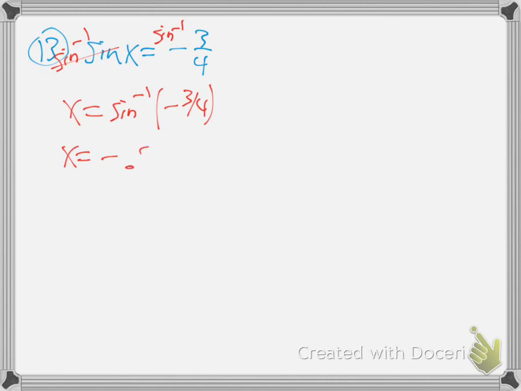I'm getting negative 0.84806. I'll use 5 decimal places, 1 more than I need in the end, so that my final answer is accurate to 4. Everybody good to there?